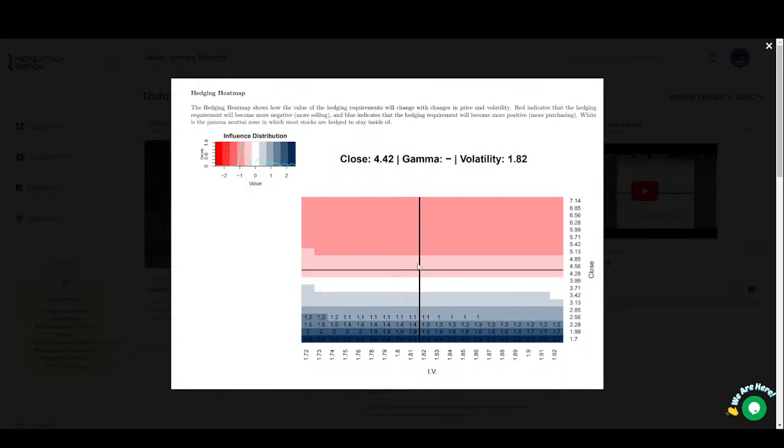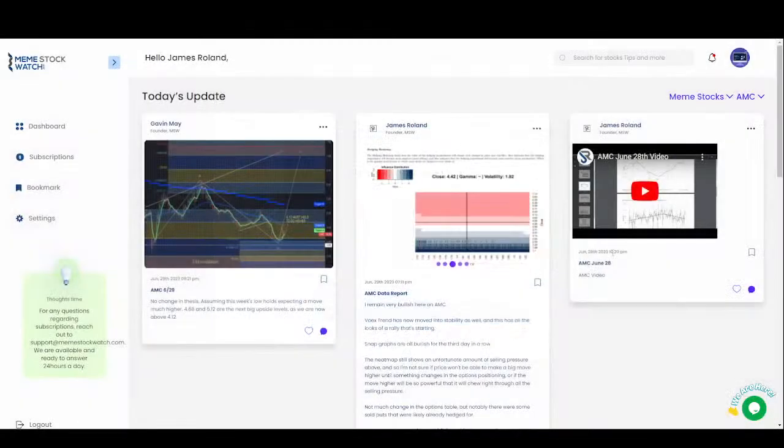So when volume is low, the hedging heat map is going to dictate price. Even if price moves higher, the dealers will have to sell shares and bring it right back down. But if volume is super high, the dealer selling shares won't even matter to price. So always keep that in mind.